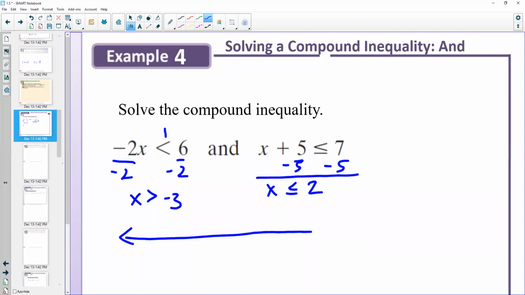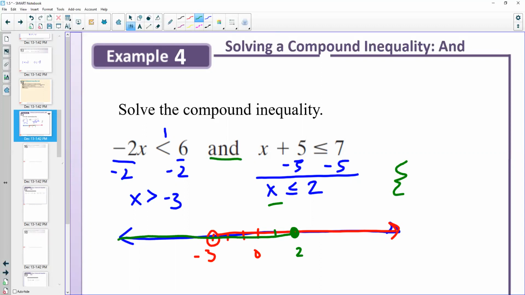So now I'm going to graph each one. I'll do the first one in red. X is greater than negative 3, so open circle to the right. X is less than negative 2, or sorry, positive 2. Oof, my brain. Included, this way. This is an "and," so what I want is the overlap. I'm going from negative 3, which is not included, up to 2, which is. All right. Turn my page so I can see my notes.